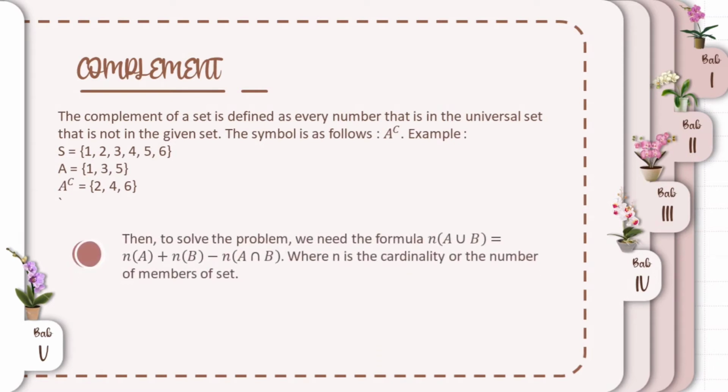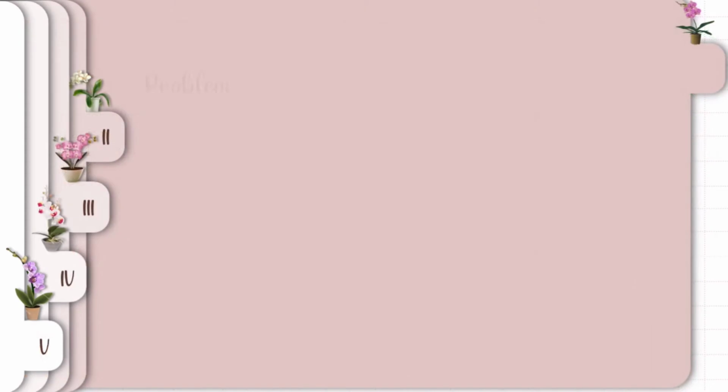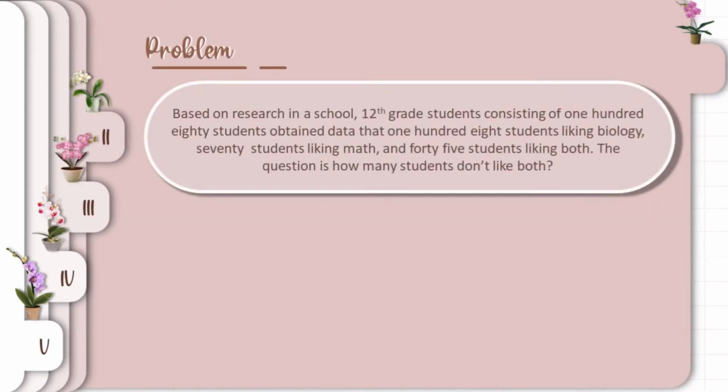Then, to solve the problem, we need the formula n(A ∪ B) = n(A) + n(B) − n(A ∩ B), where n is the cardinality, or the number of members of a set. Back to the question. Let's try to solve it.